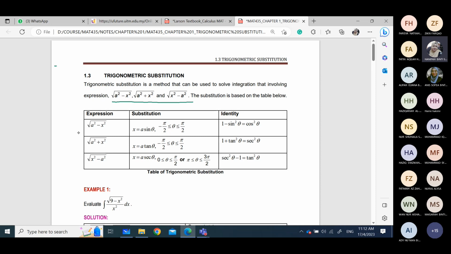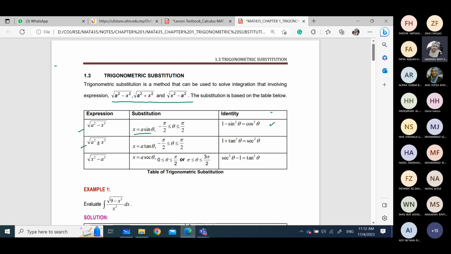Right, so if the integral involves the expression square root a squared minus x squared, we substitute x with a sine theta, where theta here is from negative pi over 2 to pi over 2. Okay, so this is the range of theta. So theta is the angle for the triangle. The identity that we can apply here is 1 minus sine squared theta equivalent with cosine squared theta.